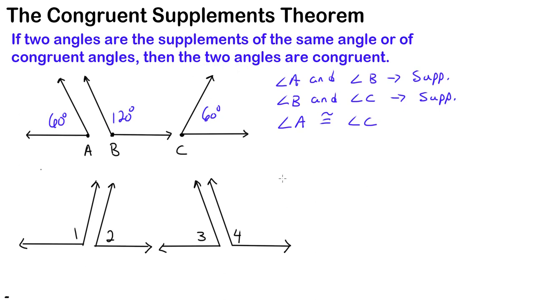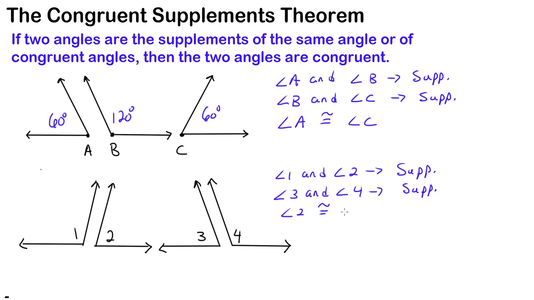So looking at the second figure here, if I tell you that angle 1 and angle 2 are supplementary, and I tell you that angle 3 and angle 4 are also supplementary, and then I tell you that angle 2 is congruent to angle 3. So what does that tell us about angle 1 and angle 4? It tells us that they are also congruent. Angle 1 is also congruent to angle 4.